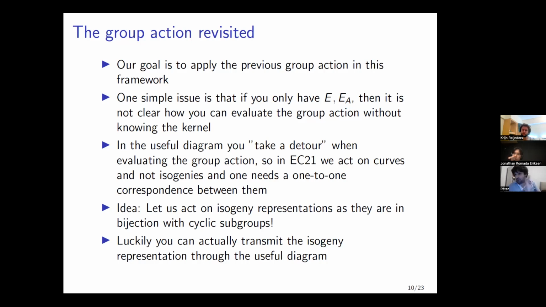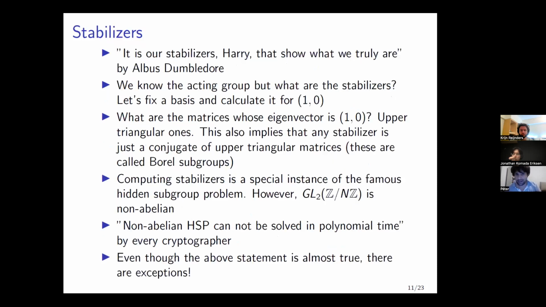Okay, so now one novel idea that is pretty useful in the pSIDH setting, because I didn't really quite mention how you evaluate the group action. There is one small catch actually, but the way to handle this technical issue that still appeared in the EC21 paper is that you're now acting on isogeny representations. And that's pretty good because they're in one-to-one correspondence with cyclic subgroups. You're really mimicking the real group action.